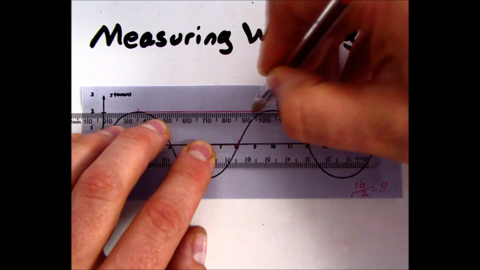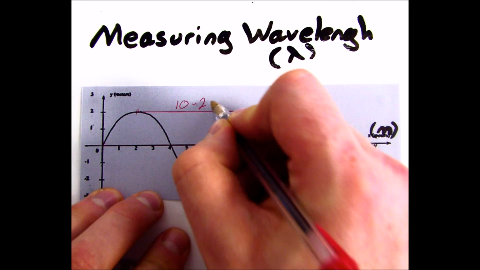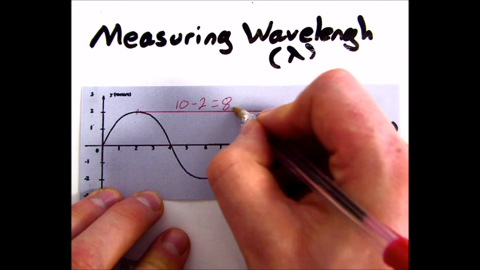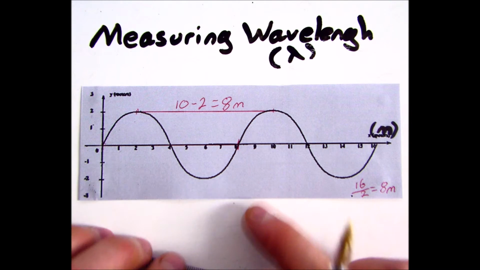So there's 3 different ways really of working out the wavelength there. Total distance divided by the number of waves, distance for one complete wave cycle, or distance from peak to peak. We could have done trough to trough also.